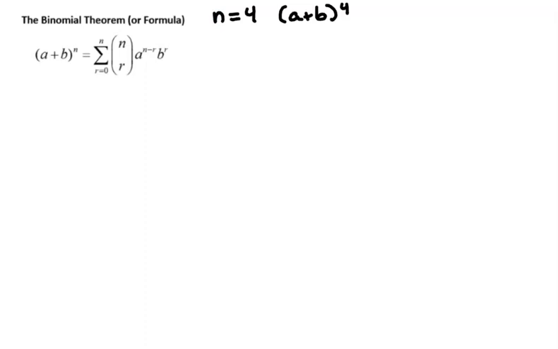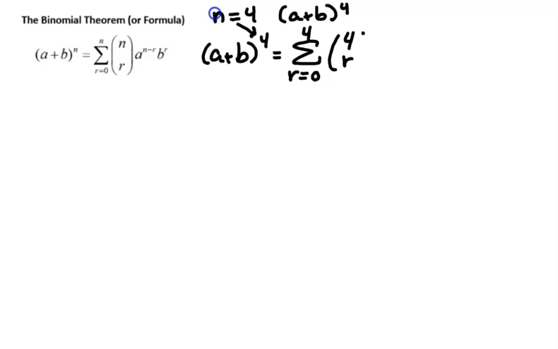So I'm going to write down a plus b to the fourth. Okay, so there's my n equals 4. And I'm going to put a 4 every place I see an n in the formula. So I have the sum, as r goes from 0 to 4, of 4 select r, a to the 4 minus r, b to the r.